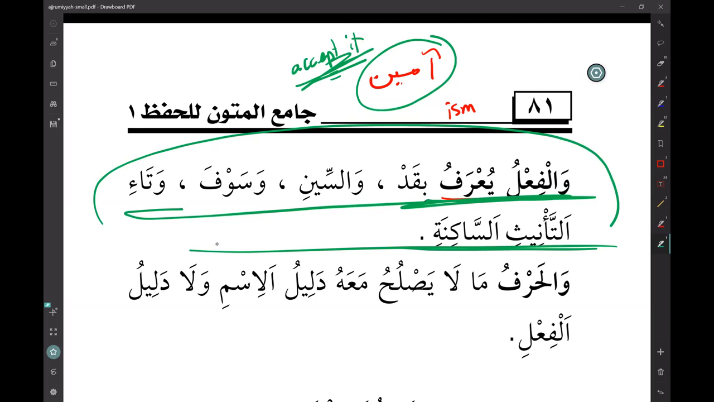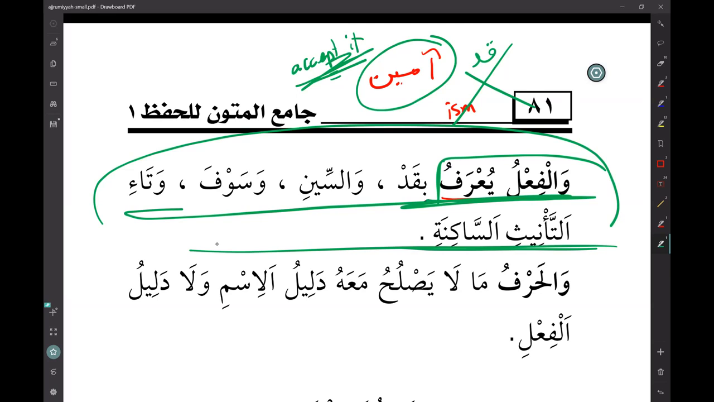Now what are you going to do? We are saying the verb has to have this alama, this sign. It has to have a qad. Can we say qad amin? No. No Arab has ever said it. Can we say sa amin? No. Sawfa amin? No. Now we have a problem.